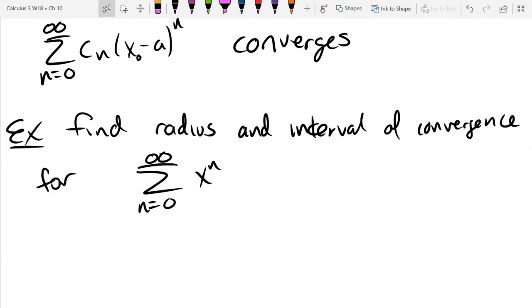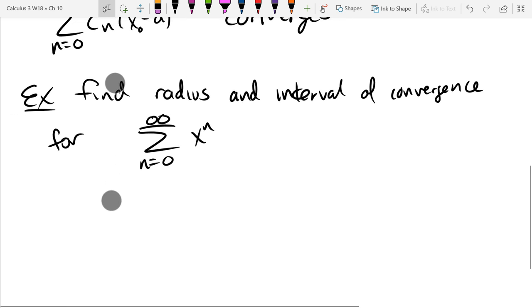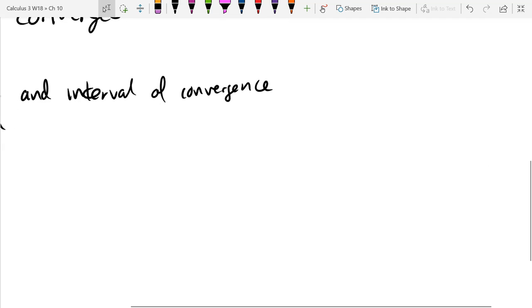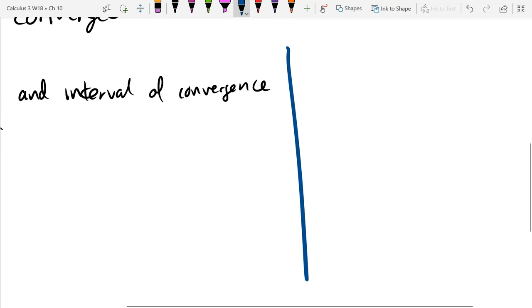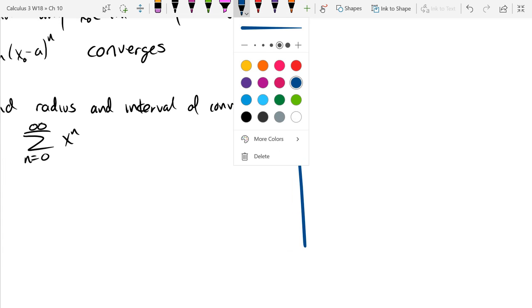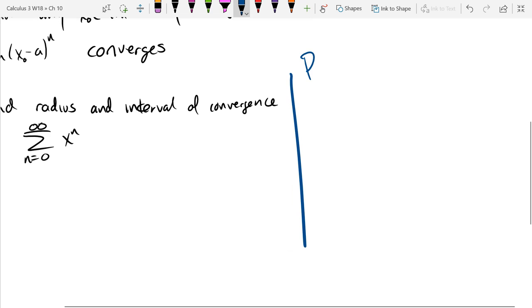Everything's raised to the nth power. So root test takes one nth power, so it's going to cancel out the nth power right there. Let's write down the root and ratio test really quickly before we go on. I'll look over here at the blue marker, and we'll write, we're about to use the root test, so I'll write them both down. Start with the ratio test.